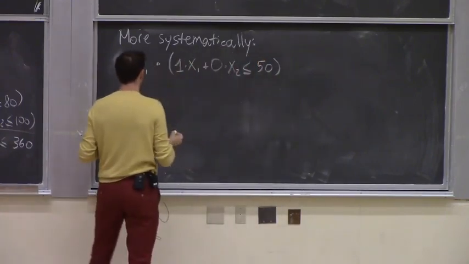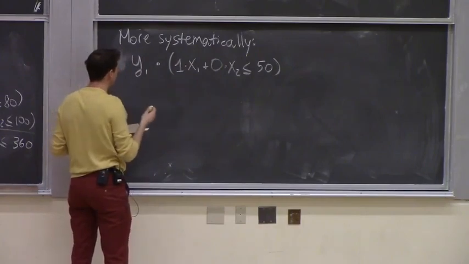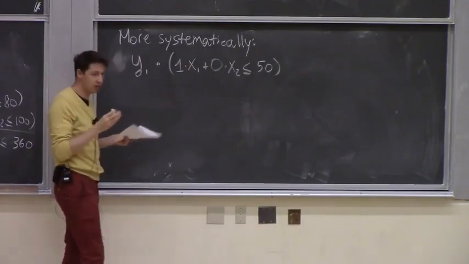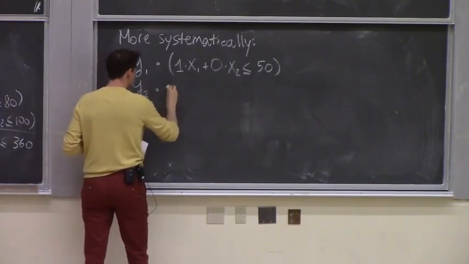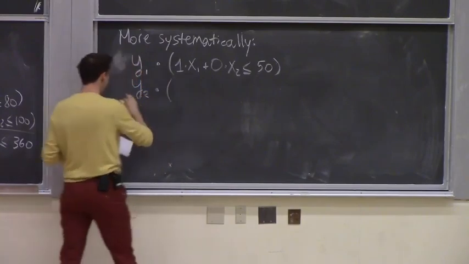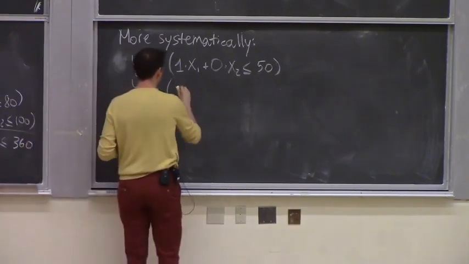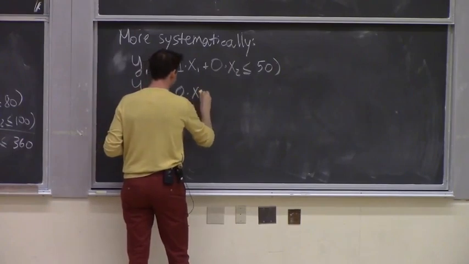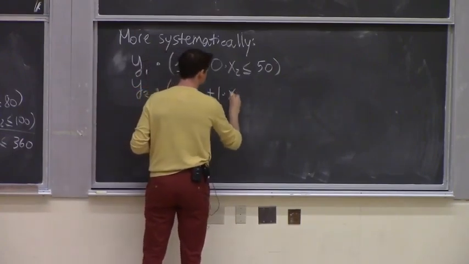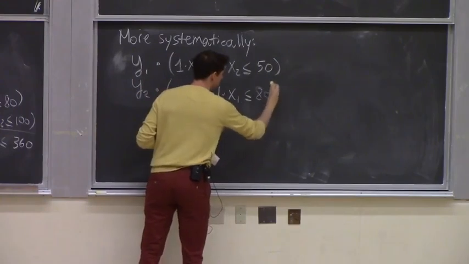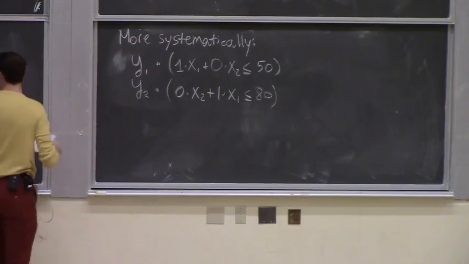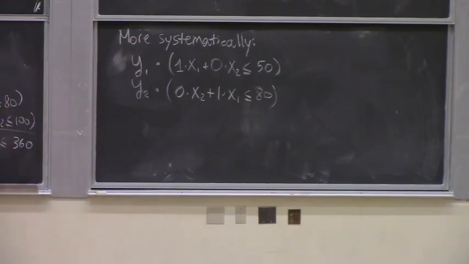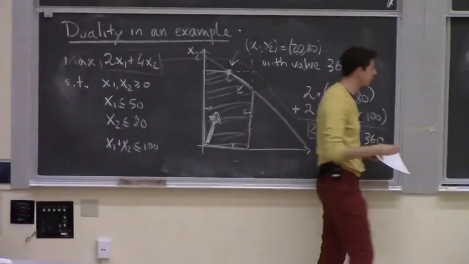Right? So I could consider multiplying the first inequality by some unknown magical coefficient y1. I could also multiply the second inequality by some other unknown magical coefficient y2. And then I would get 0 times x2 plus 1 times x1 is at most 80. I'm introducing the zeros to point out that all of these look the same. They just have different coefficients in front and different coefficients on the other side of the inequality.